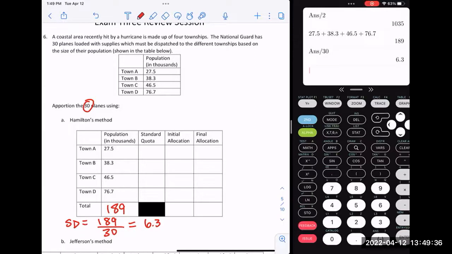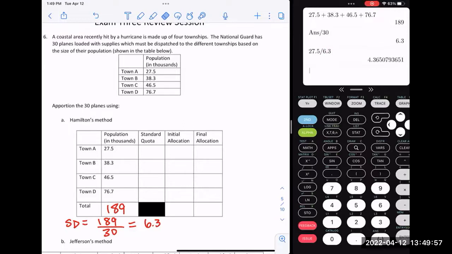And then also finding the standard quota, that's something you're going to do with each method as well. So to find the standard quota, we're going to take each state's population, or in this case, each town's population, and we're going to divide it by that standard divisor. So for the first one, I would do 27.5 divided by 6.3.